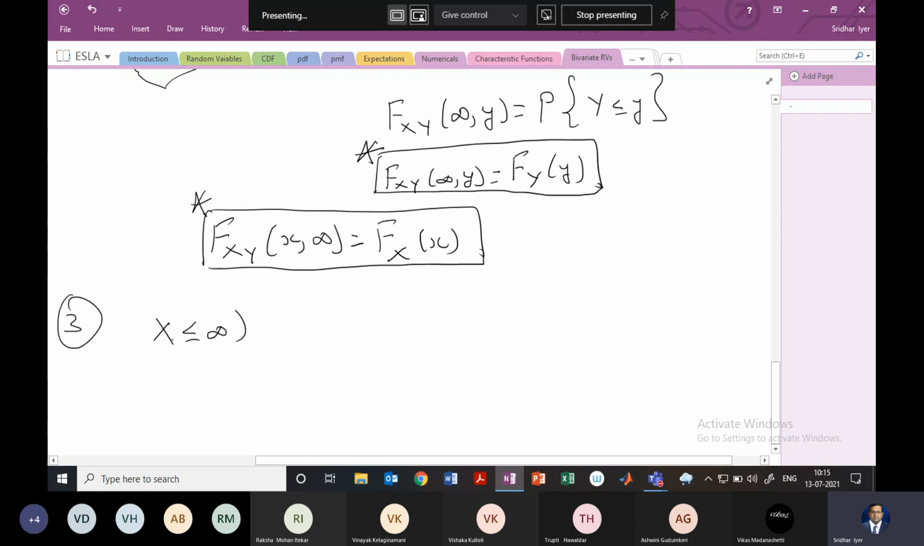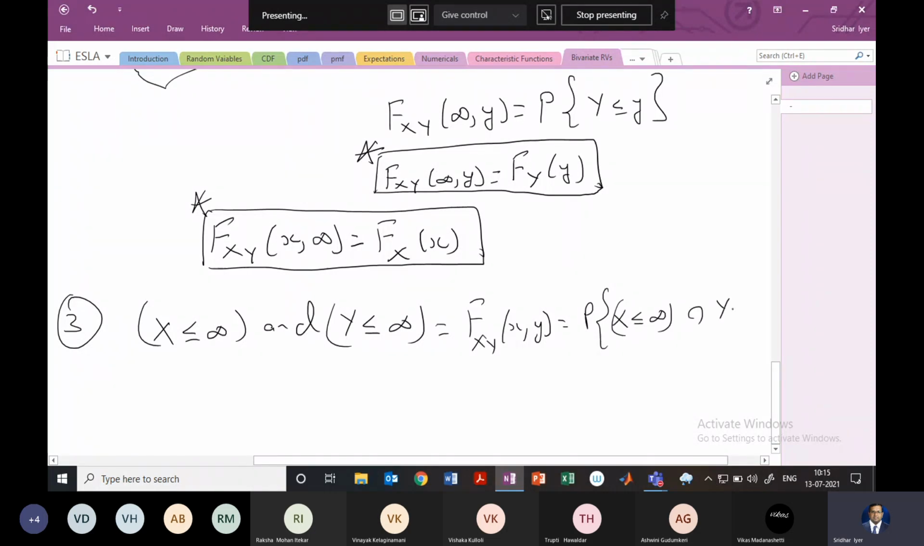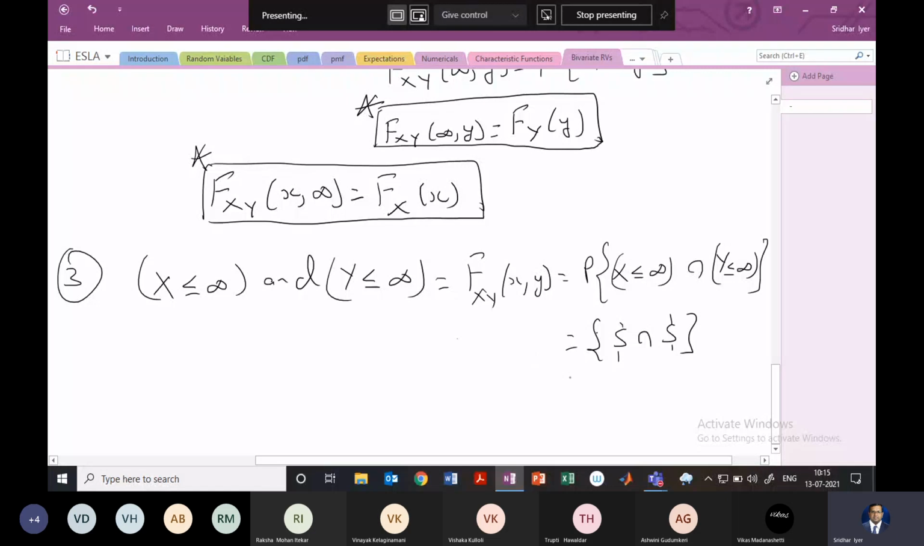If you have x less than or equal to infinity and y less than or equal to infinity, so both are infinity, then what is going to happen? You are going to get F_XY(x, y) as the probability of x less than or equal to infinity intersection y less than or equal to infinity, right? And this is nothing but the sample space. So you'll have a sample space intersection with the sample space, right? And the sample space intersected with the sample space is nothing but the sample space itself, right?